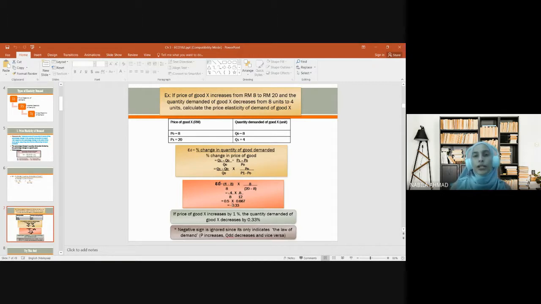Ingat, when price increases, quantity demanded decreases and vice versa. There is a negative relationship between price and quantity demanded. So bila ada negative relationship, bila kita kira price elasticity of demand, kita akan dapat value negatif, wajib dapat. Tetapi value negatif tu kita kena ignore, means that dia bukannya datang sekali dengan value, dia hanya menunjukkan relationship.